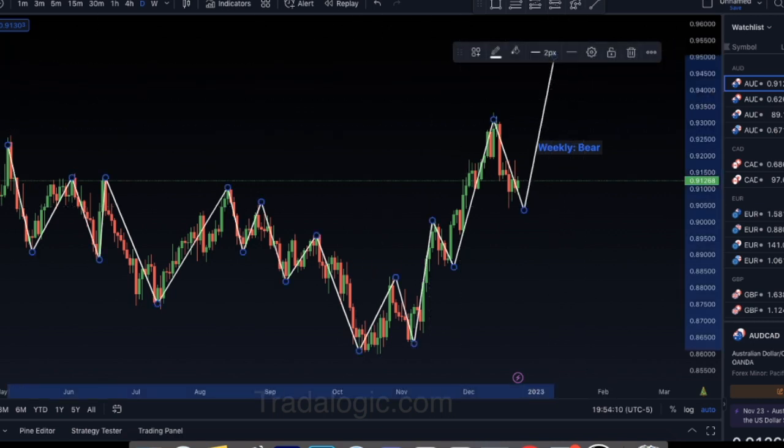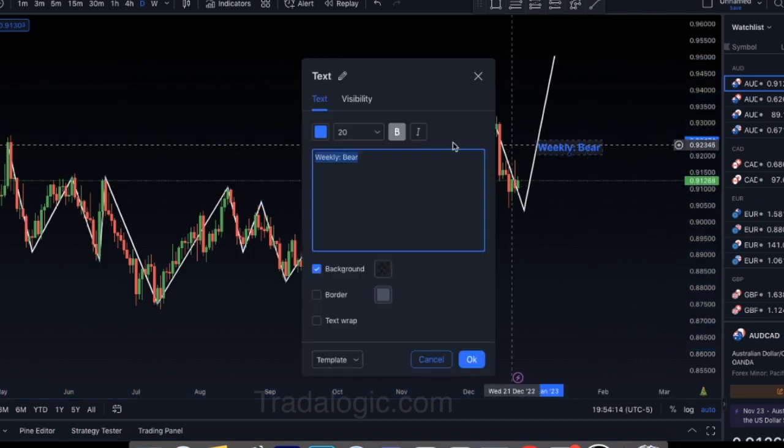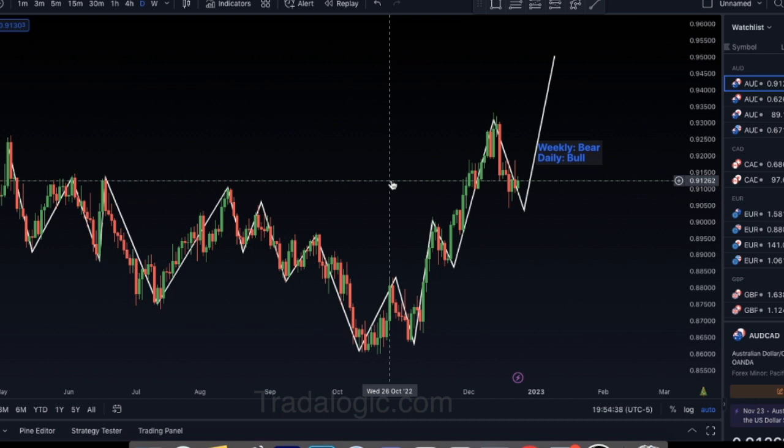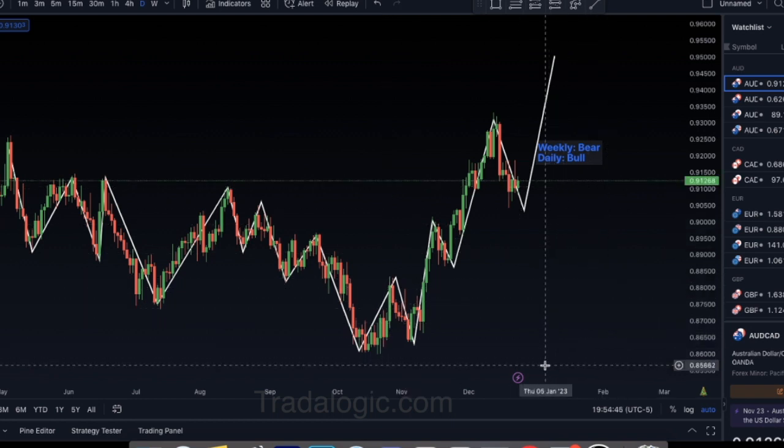So for the trend, we're actually done already, so we're just gonna have to say daily bullish. So we have weekly bearish and daily bullish, which is actually not the same, but that's not the point yet because we're still in the beginning.